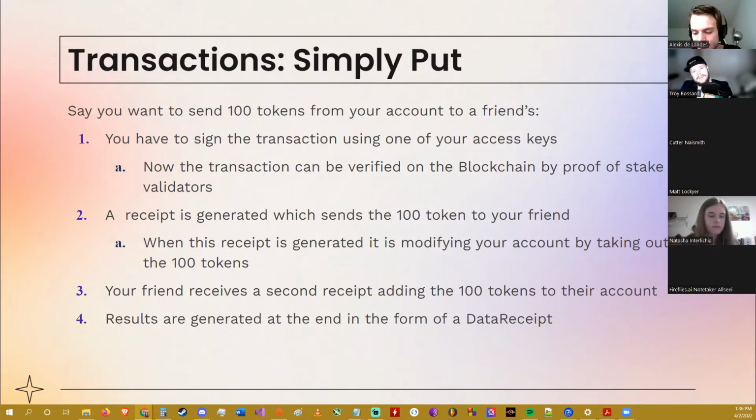When the receipt is generated, it's modifying your account by taking out the 100 tokens. Your friend receives a second receipt, adding the 100 tokens to their account, and the results are generated at the end in the form of a data receipt. And then the transaction is done. That's the end of the transaction section.